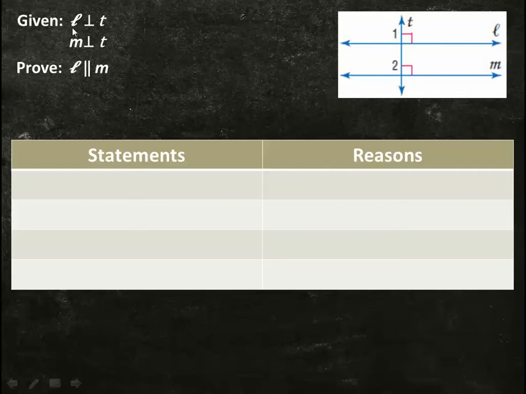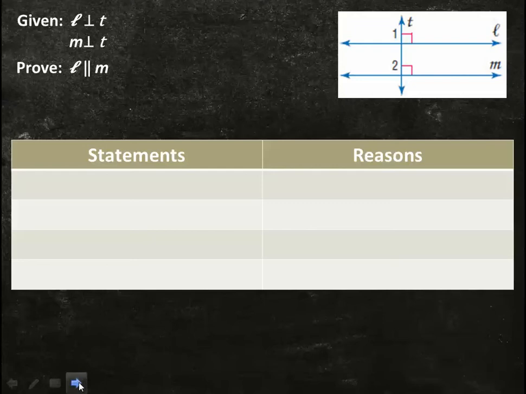Up here it says that the given is line L is perpendicular to line T and line M is perpendicular to line T. So if you look up here, here's line T, and you can tell that these are perpendicular. They put the little box there. What we're going to prove is that L is parallel to M, and we're going to be using the converse postulate and theorems for corresponding angles and alternate exterior angles to prove this.